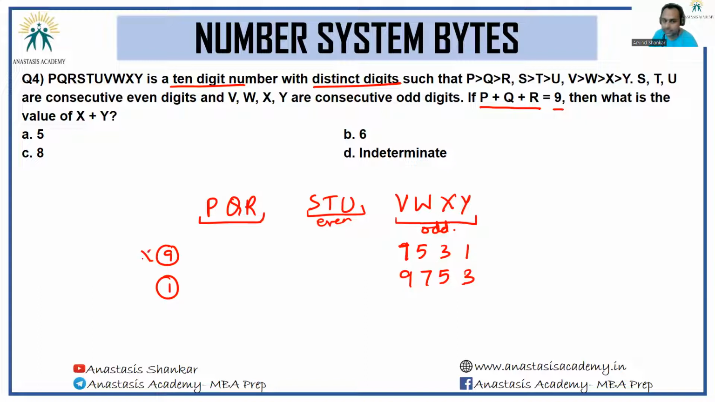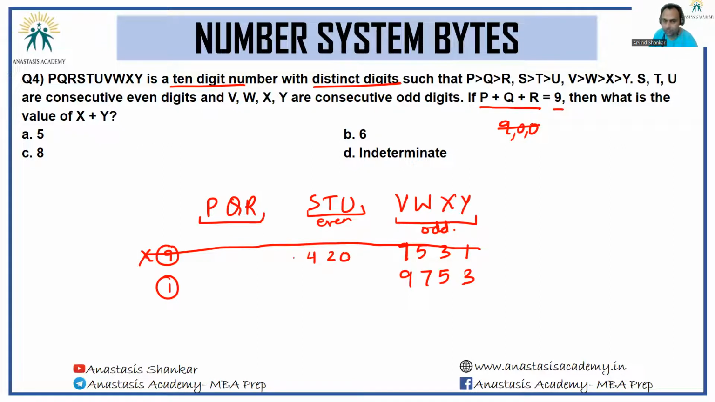Can you see the first case has become unacceptable now? Because if one of the digits was 9, the other two would have to be 0 and 0, and that is not possible. So this case is entirely out of running. This is the case we are working with. Now, out of PQR, 2 digits are even. STU, 3 digits are even.